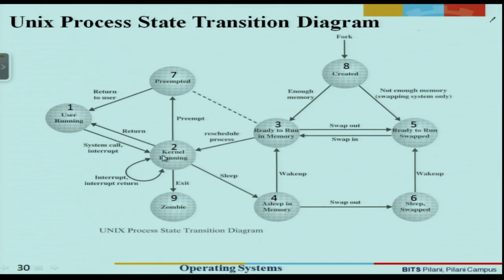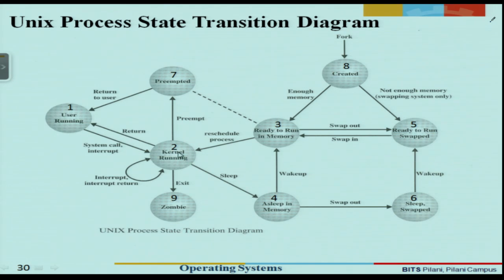So in a Unix system, a process could be running in user mode. When it is running in user mode, it is in a user running state, and the process can move from a user running state to a kernel running state with the help of a system call.